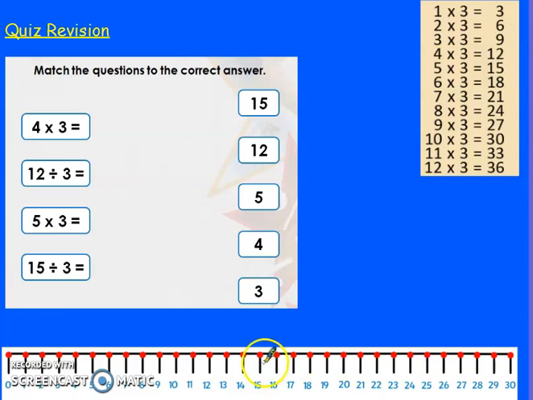Let's have a look at this challenge. Match the question to the correct answer. I wonder if you could do this in your book. Write each calculation nice and neatly in your Maths Home Learning book, and then write the correct answer. You don't need to draw lines in your book. We can do that together afterwards. Pause the video to do that and press play to go through the answers.